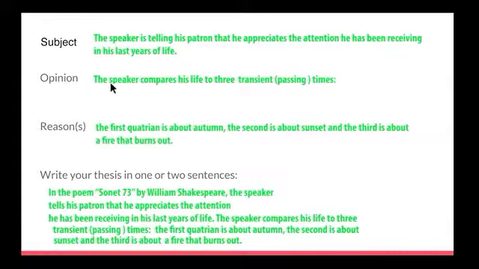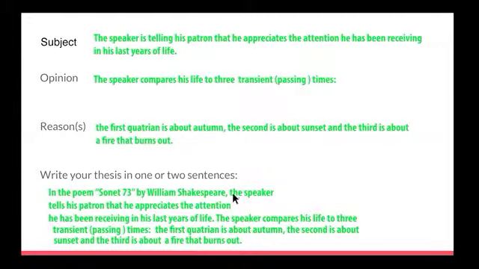So we're very consistent. Our opinion is about the 3 transient times. The reasons are about the 3 images that Shakespeare uses in his poem. So write your thesis in 1 or 2 sentences.